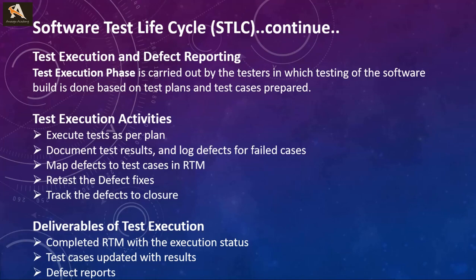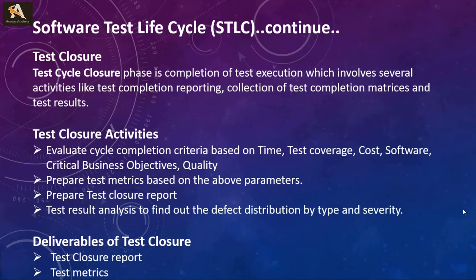Deliverables from the test execution: completed RTM with execution status, test cases updated with results and defect reports. Finally, test closure. Test cycle closure phase is completion of test execution, which involves several activities like test completion reporting, collection of test completion metrics, and test results.